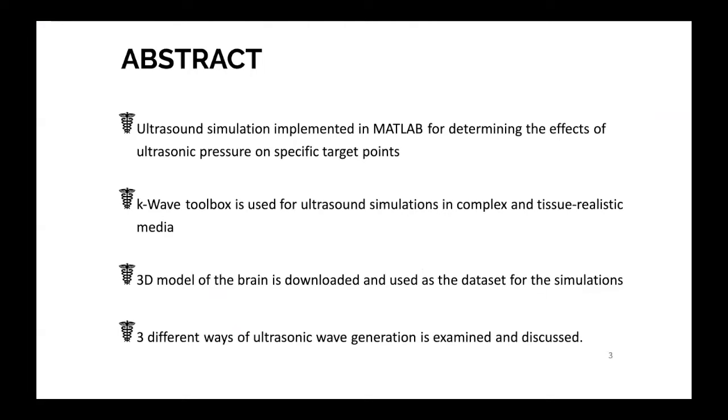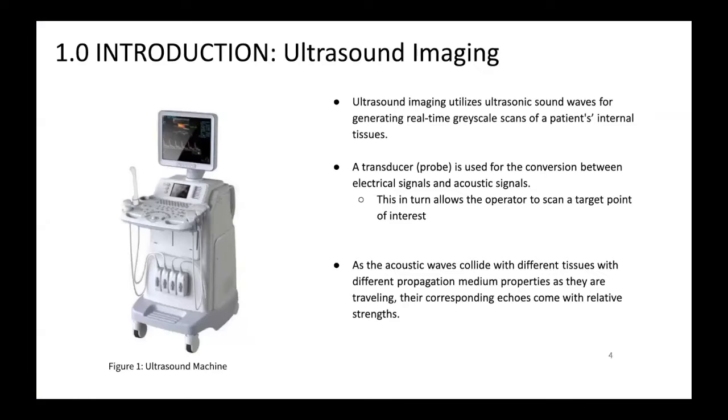The abstract of our project is: ultrasound simulation is implemented in MATLAB for determining the effects of ultrasonic pressure on specific target points. The K-Wave toolbox is used for these simulations. A 3D model of the brain is downloaded and is used as our data set, and three different ways of ultrasonic wave generation are examined and discussed.